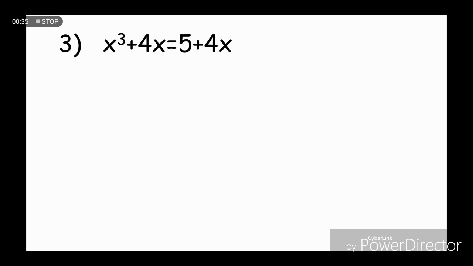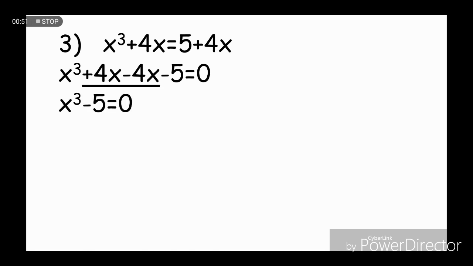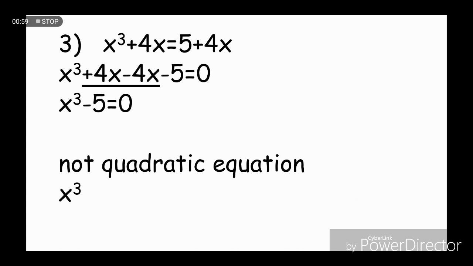Okay, let us proceed to number 3, which is x cubed plus 4x is equal to 5 plus 4x. In this case, we are going to arrange or simplify it, and it should be x cubed minus 5 equals 0. Therefore, it is not a quadratic equation because of x cubed.